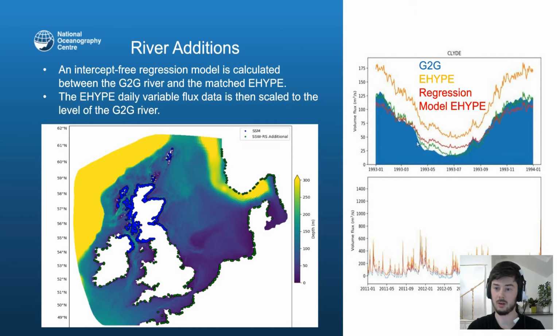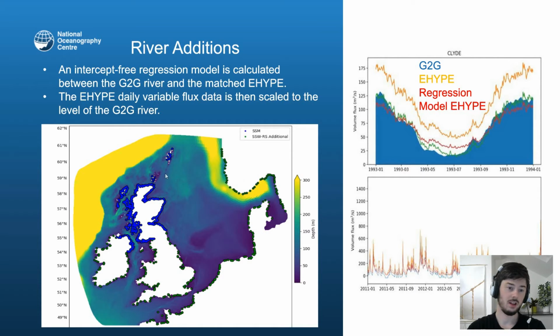Once we've calculated the regression model, this can be applied to the eHype data, the interannual variability, so that each G2G point then has interannual variability. Each eHype river can be matched to multiple G2G rivers, since the G2G river nodes are more numerous and higher resolution. But that means that each G2G will have its own flux.